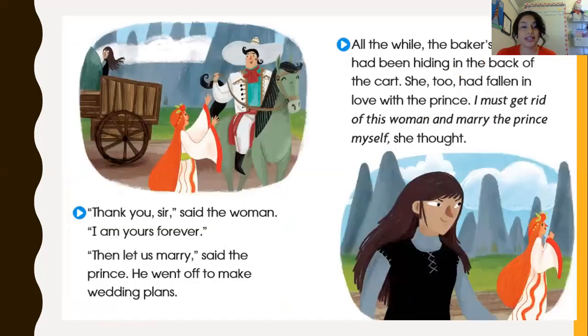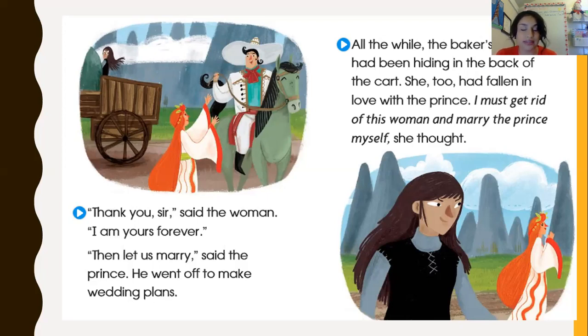"Thank you, sir," said the woman. "I am yours forever." "Then let us marry," said the prince. He went off to make wedding plans. All the while, the baker's daughter had been hiding in the back of the cart. She too had fallen in love with the prince. "I must get rid of this woman and marry the prince myself," she thought.